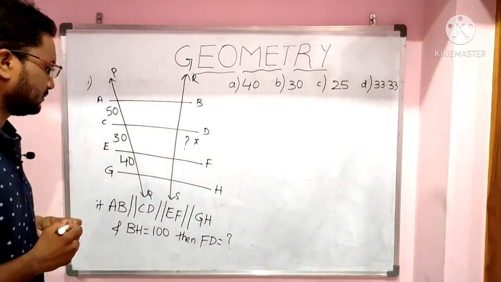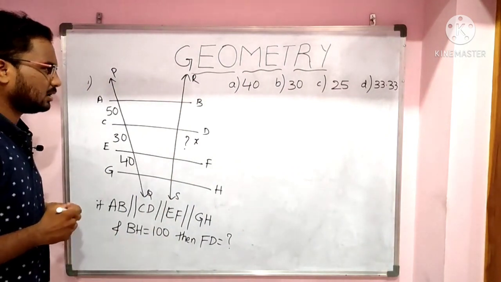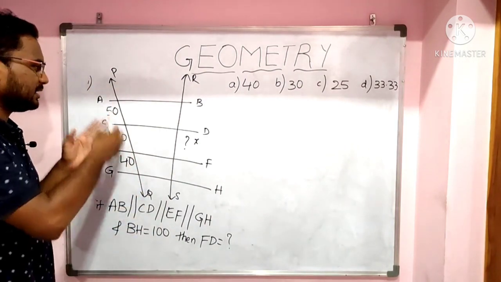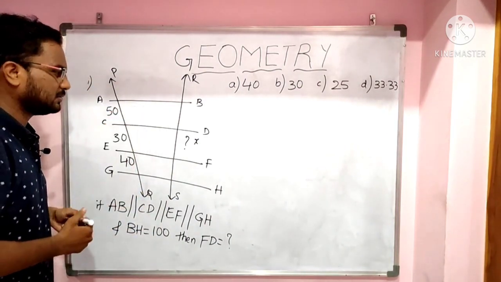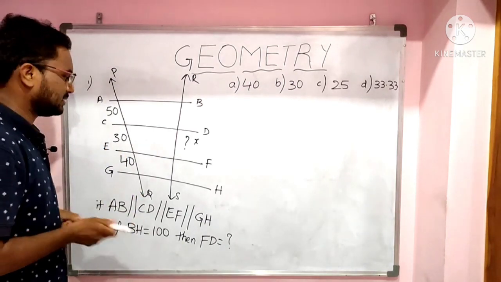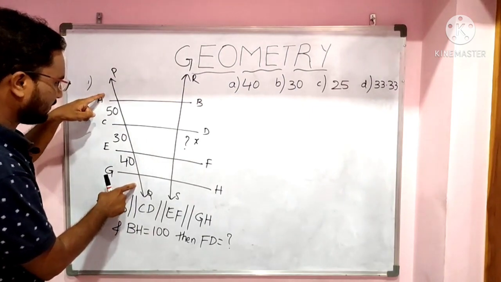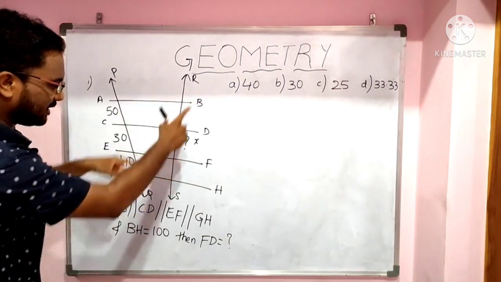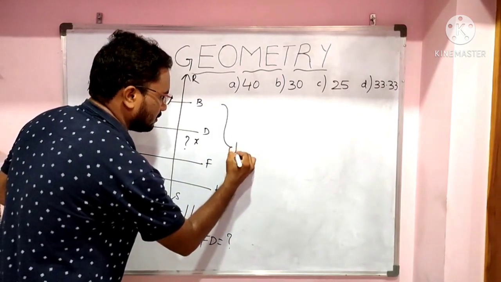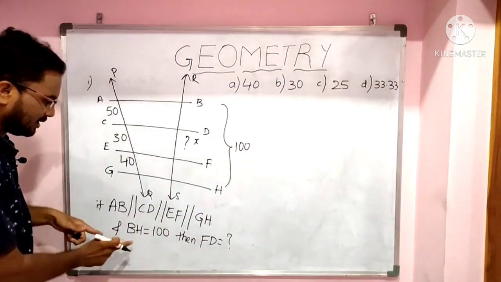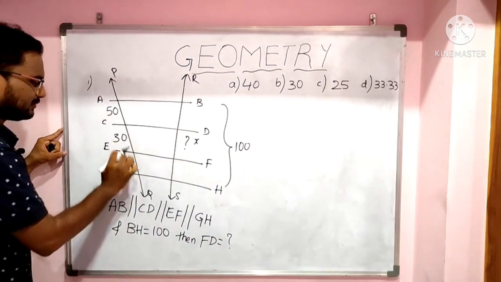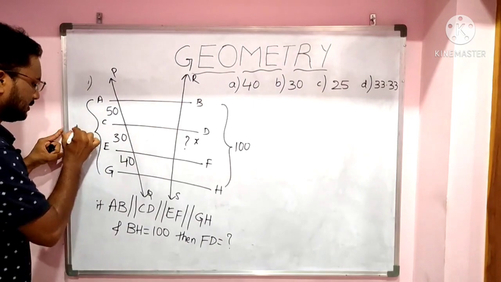I already told you one property: if two or more parallel lines are cut by a transversal line, then the ratio of the corresponding intercepts are always equal. That means here we have the total value, and on this side we also have the total BH. This total value is 100, and this total value is 50 plus 30, 80 plus 40, 120.